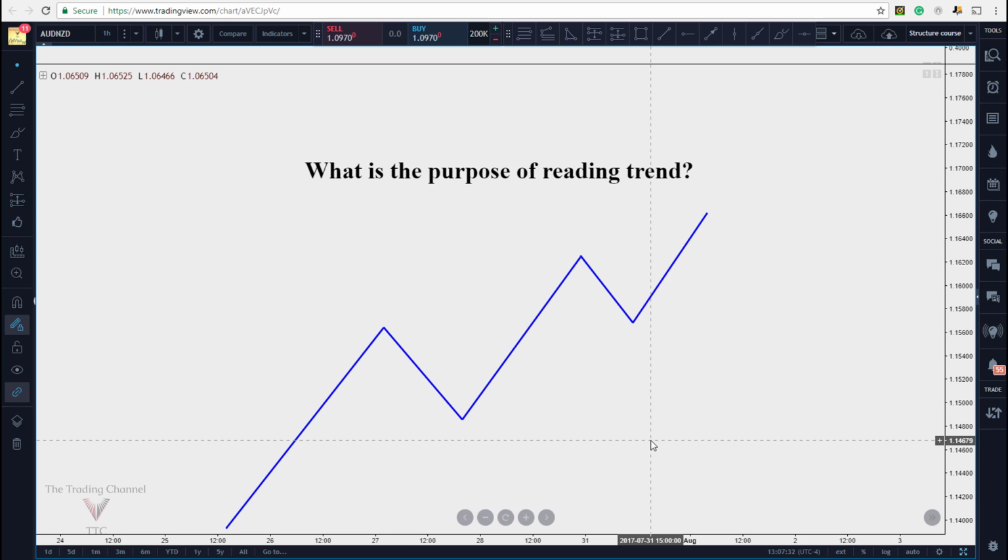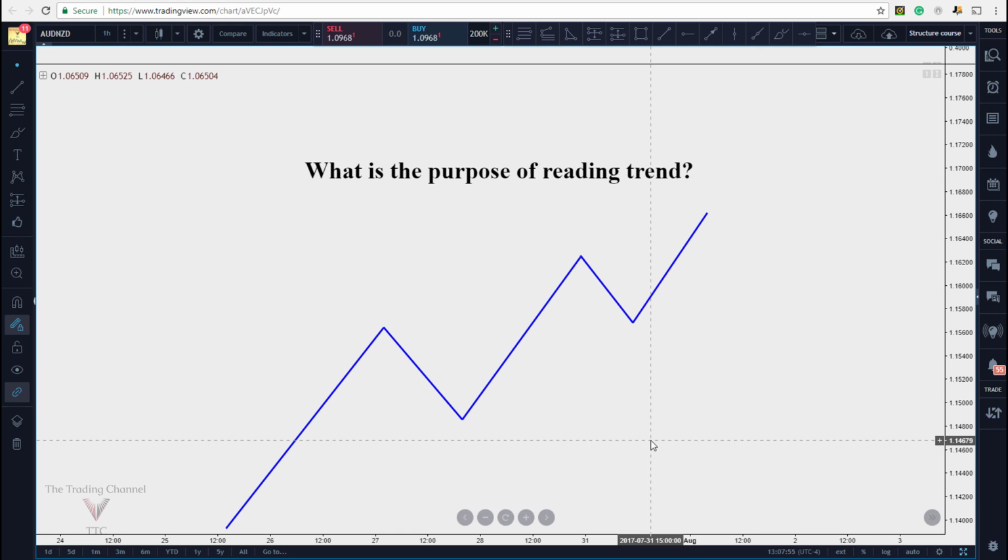Welcome back, guys. So what is the purpose of reading trend? That's the first question we need to ask ourselves. Why is it important to be able to do this? Why is it important to know how to read trend and structure? Well, because it makes a lot of sense to get involved based on the prevailing direction of the market, the previous direction of the market.